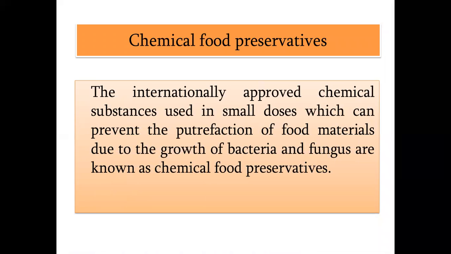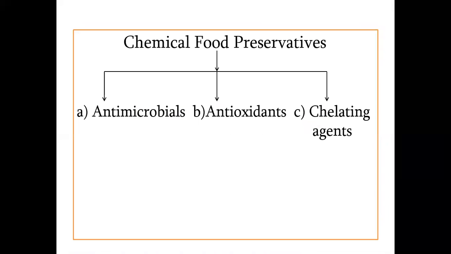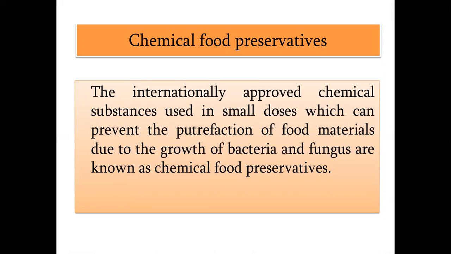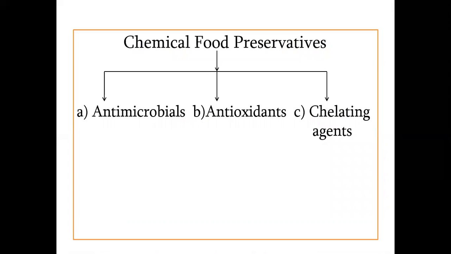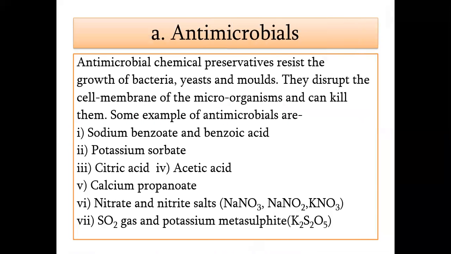What are chemical food preservatives? The internationally approved chemical substances, used in small doses, which can prevent the putrefaction of food materials due to growth of bacteria and fungus, are known as chemical food preservatives. There are three types of chemical food preservatives: one is antimicrobial agent, second is antioxidant, and third is chelating agent.